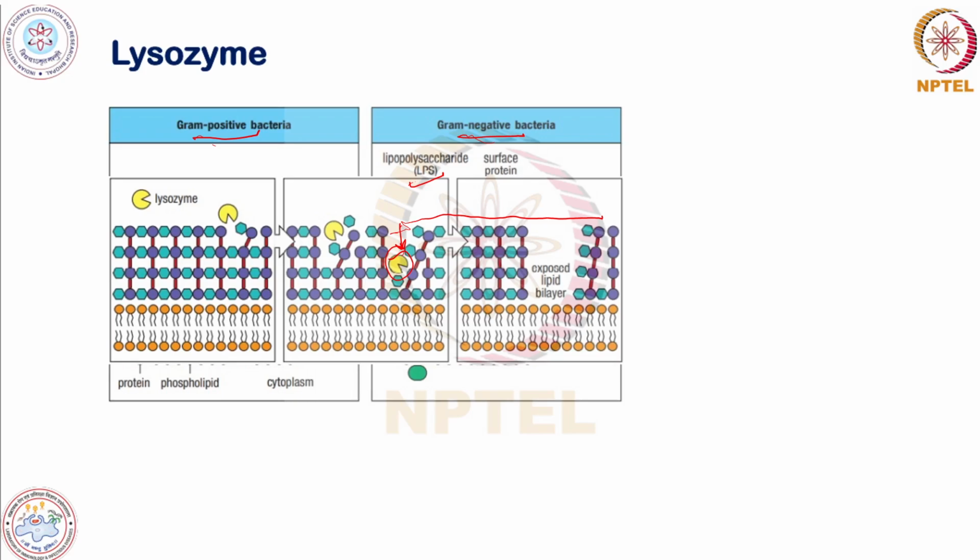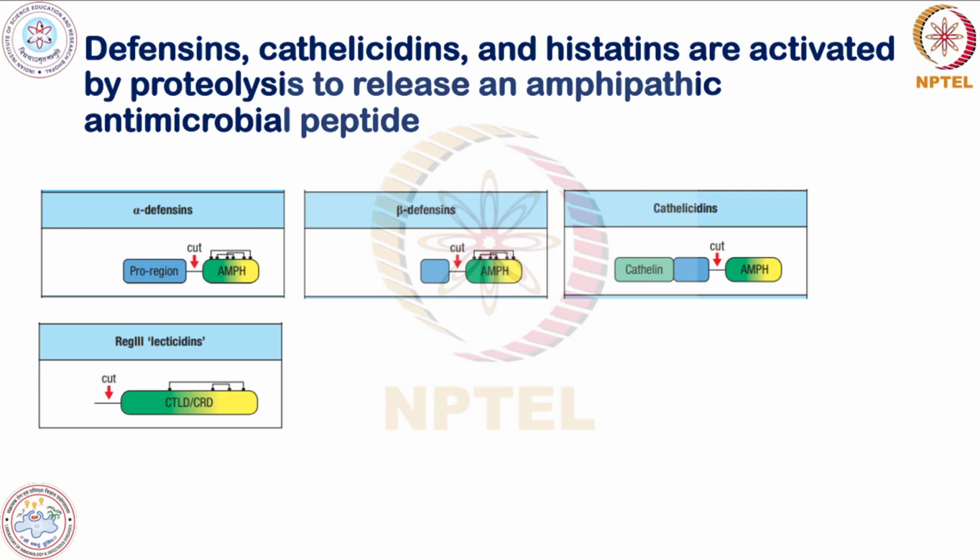And in the case of gram-positive bacteria, which have a thick peptidoglycan layer, this lysozyme can easily break down this peptidoglycan layer and enter inside. So it will also kill this bacteria. So this lysozyme is responsible for killing both gram-positive and gram-negative bacteria. The next defense molecules are the defensin, cathelicidin, and reg3 that we have seen. So till here, is this clear?